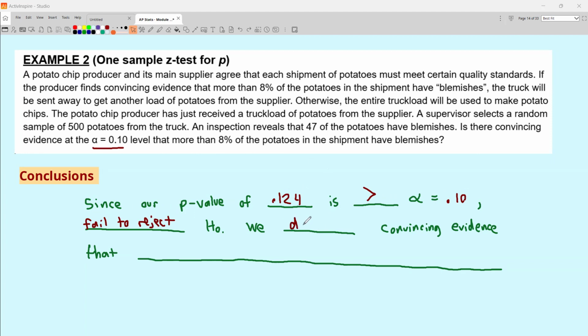That means we do not have convincing evidence that the alternative is true in context. So we do not have convincing evidence that the proportion of potatoes with blemishes is greater than 0.08. That's your conclusion. You always are going to take your p-value and link it to alpha and make either a rejection or fail to rejection.